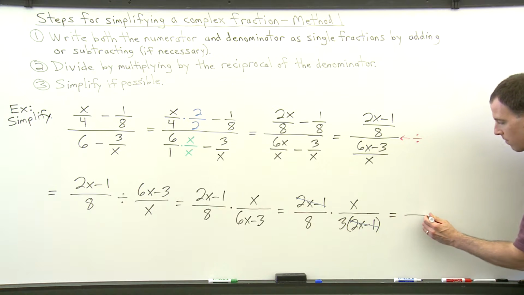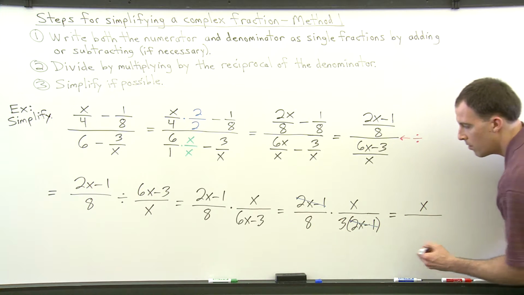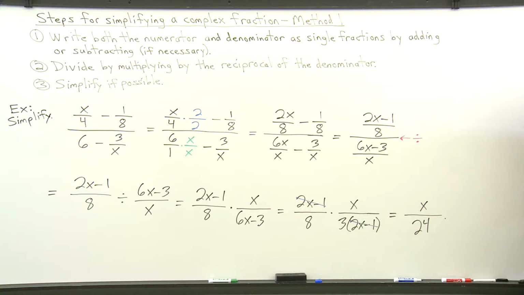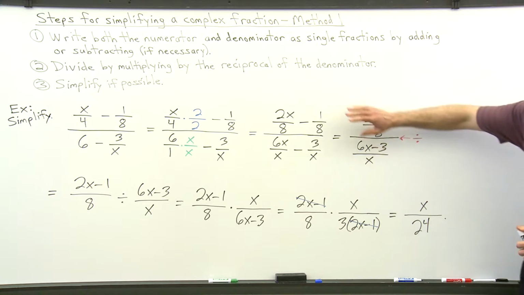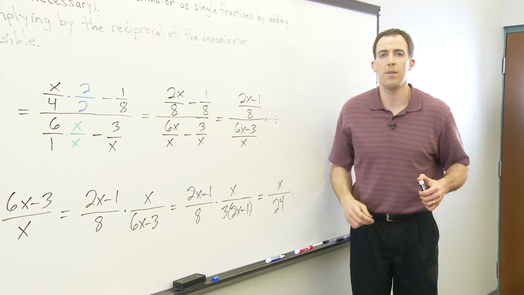So as a single fraction for the result, the numerator is x, and the denominator would be 8 times 3, which is 24. So x over 24 is the simplified result from that initial complex fraction, and this is an example of using method 1 to simplify a complex fraction.